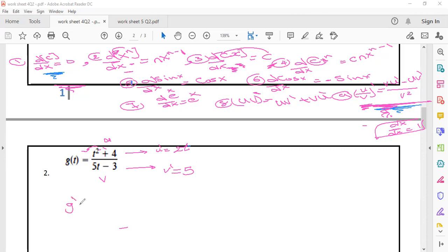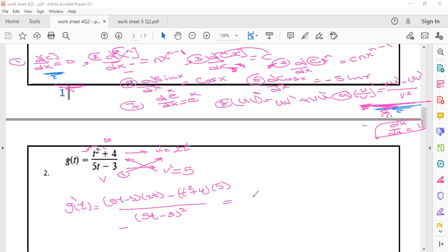G prime, the derivative of this function, apply the rule, v squared. V squared means square the function which is in the denominator. You should trust yourself, you can solve it. Square this, then the first product, second product. Which means the denominator, which is 5t minus 3, multiplied by the derivative of the numerator, which is 2t, minus the function in the numerator multiplied by the derivative of the denominator.